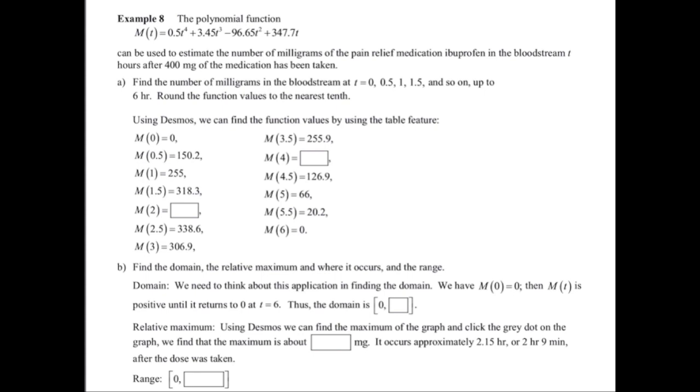Find the number of milligrams in the bloodstream when time is 0, half, 1, 1.5, and so on up to hour 6. Round the function values to the nearest tenth. And we're going to go ahead and use the table feature in Desmos to help us answer these questions.